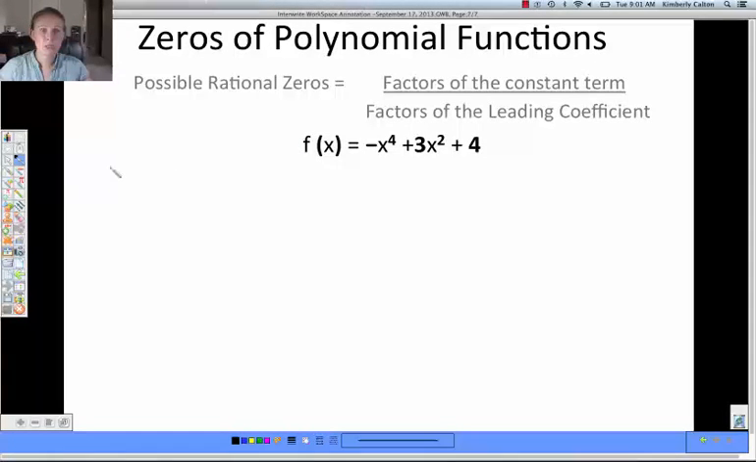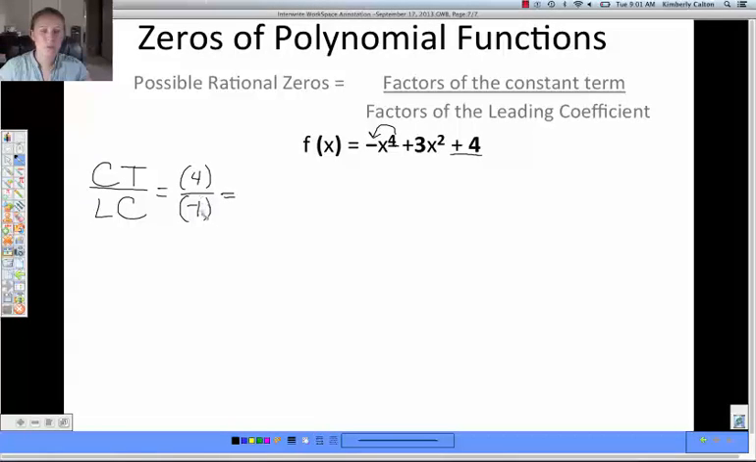So the first thing we want to do is take the factors of the constant term and divide it by the factors of the leading coefficient. Now remember that a constant term is any term that does not have a variable. So in this case we have 4, which does not have an x. So my constant term is 4. Now we need to find the leading coefficient, and in order to do that we want to find the highest exponent. In this case it's 4.